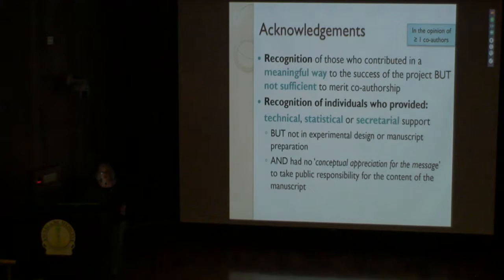So make sure that these are people who don't have a conceptual appreciation for the message; they don't know the whole picture. So they can't take public responsibility for the manuscript. As you may recall, we talked about authorship in part one, that all authors are responsible for the public message. So if this person just helped a little bit, they can't be responsible for that.